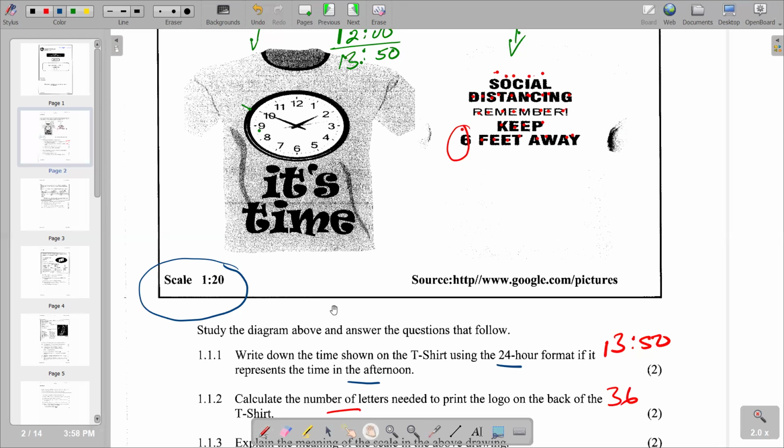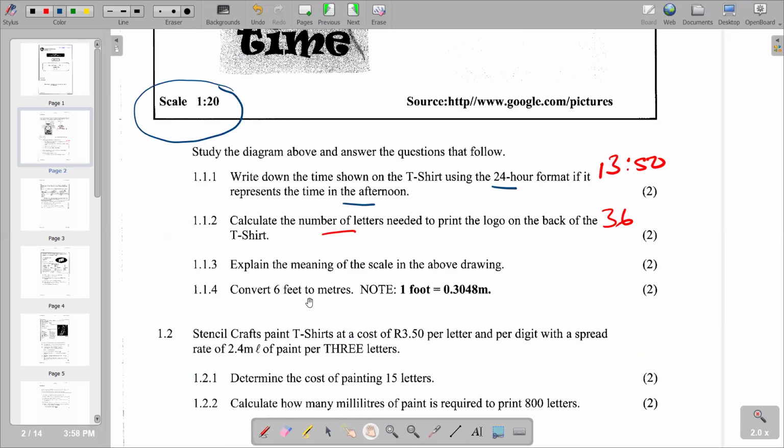So we go to the next part. We say convert 6 feet to meters. Note that 1 foot is 0.3048 meters. So basically, if 1 foot is close to 0.3048, then 6 feet is going to be equal to more. So basically, we are saying 6 times 0.3048. Calculate that.